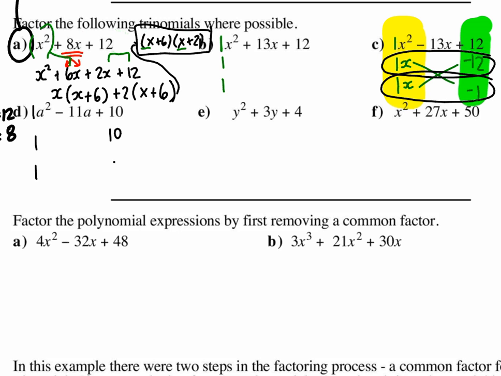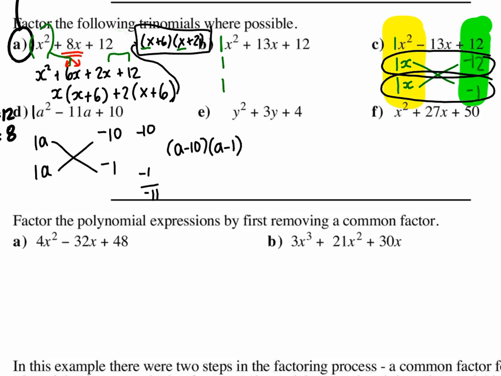1 and 10. Now our product is a positive, our sum is a negative. So 1 and 10, we want them to be both negative. That's the only way we'll add to a negative 11. Okay, so that works. 1 times negative 1 is negative 1. 1 times negative 10 is negative 10. That adds to negative 11. You could just throw in your variables. So what are our two factors? A minus 10 and 1a minus 1.